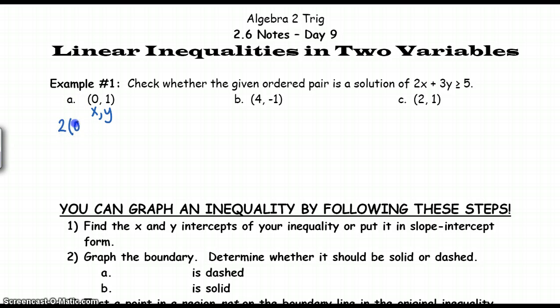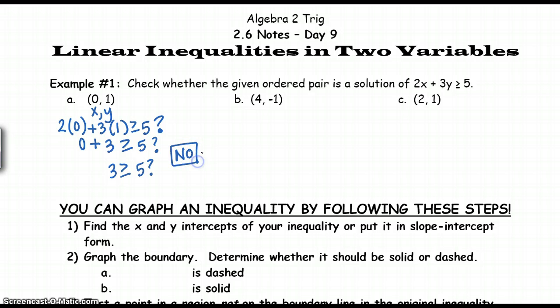So 2 times 0 plus 3 times 1, is that greater than or equal to 5? 2 times 0 is 0, 3 times 1 is 3. Well, 0 plus 3 is 3. Is 3 greater than or equal to 5? No. Therefore, this ordered pair is not a solution to the inequality.